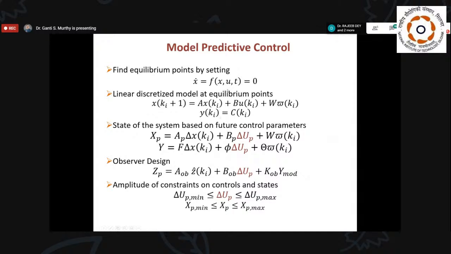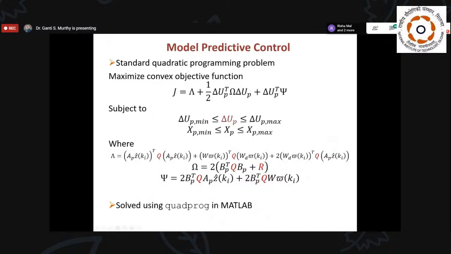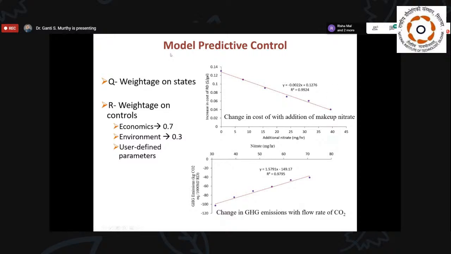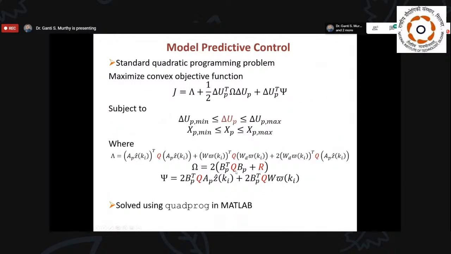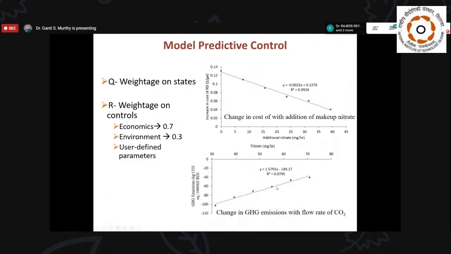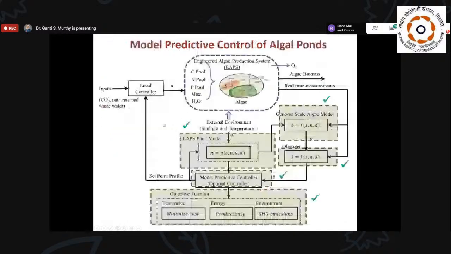So we figure out the equilibrium points of the model. Then we discretize it and generate the state of the system based on the future control inputs. The delta UP that you see there is the future control inputs that we do not know. Now we design an observer, and we put some constraints on the delta UP, which is our controls. Then we solve it as a standard quadratic program problem, maximizing the convex objective function subject to these constraints, and we solve it using MATLAB, using different Q and R functions. Remember, these Q and R functions that you see here are coming from our economic and environmental impacts. And the R controls the weights. So we have done all of these things.